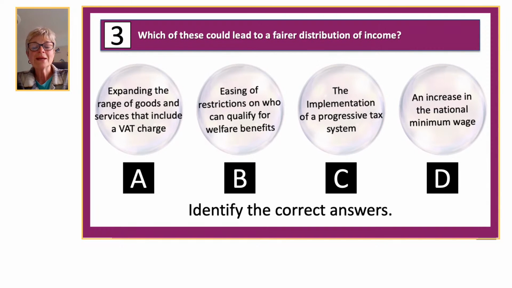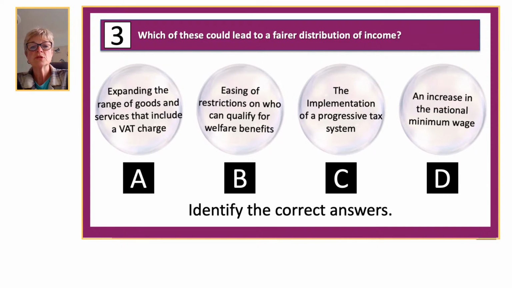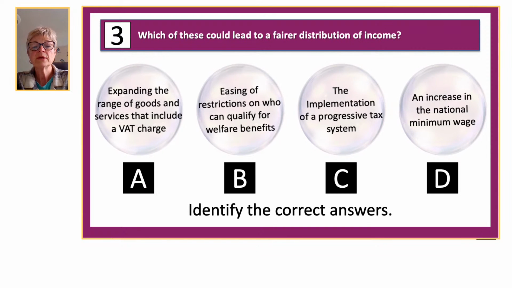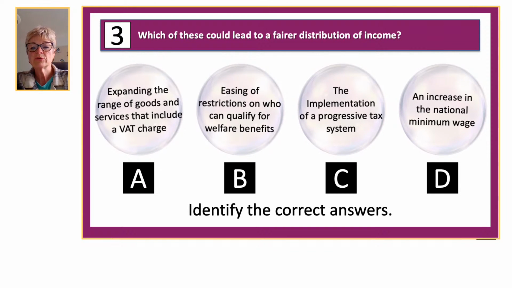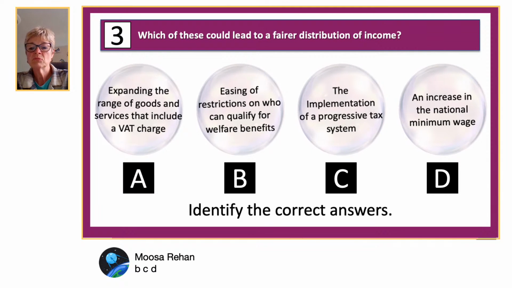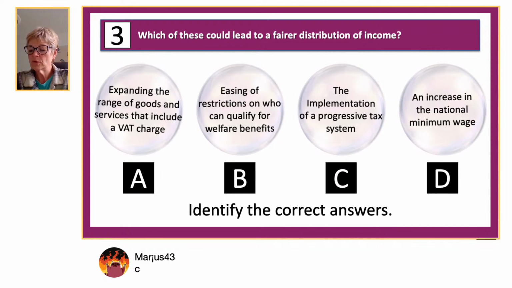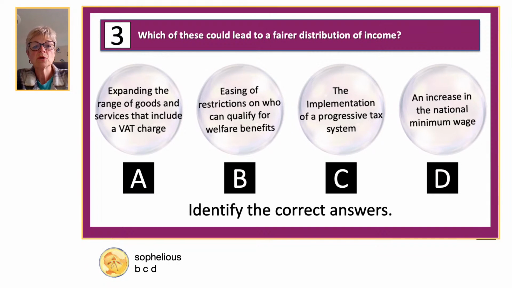Right, which of these could lead to a fairer distribution of income? Would it be expanding the range of goods and services that include a VAT charge, easing of restrictions on who can qualify for welfare benefits, implementation of a progressive tax system, or an increase in the national minimum wage? Musa says C and D. Let's see, do you agree or do you disagree? Who thinks it could be A?